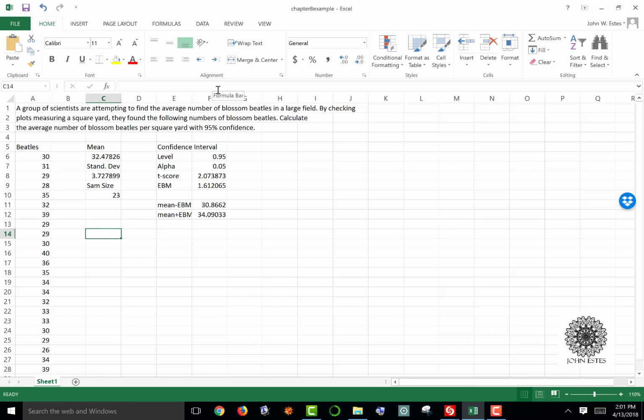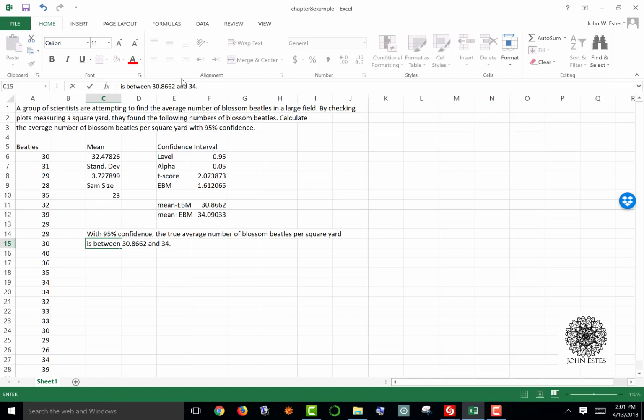Now, with confidence intervals, you always want to write a sentence. So we can say with 95% confidence, the true average number of blossom beetles per square yard is between 30.8662 and 34.09033. I hope this makes sense.